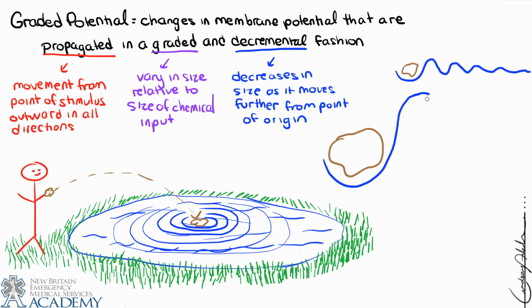We'll explain them in the context of a neuron in the next video, but it's very important to make sense of this concept and be able to differentiate it from action potential. So now let's consider action potential.